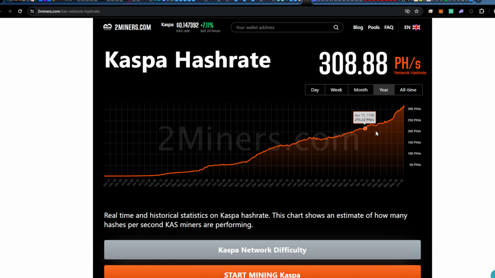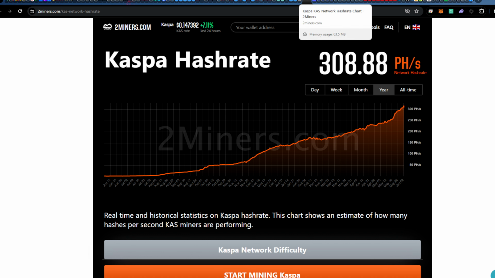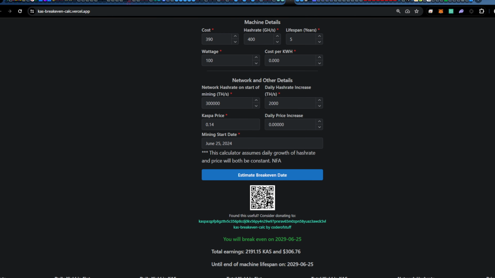Around one petahash here on this line, it doubled a couple of times per month. And right there, in the last month we pretty much went to 70 petahash in just 1 month, which is close to 2.5 petahash a day. Anyways, keep that in mind when you do your ROI calculation. Make sure you use a proper number here.